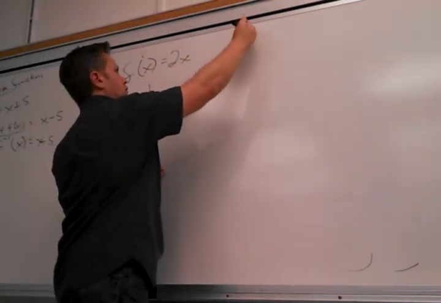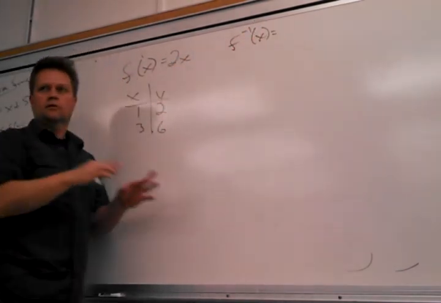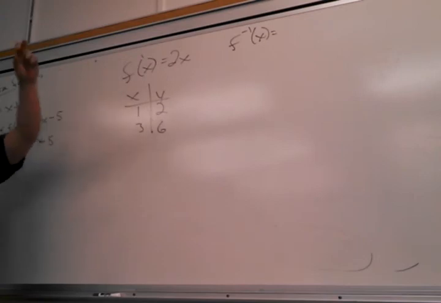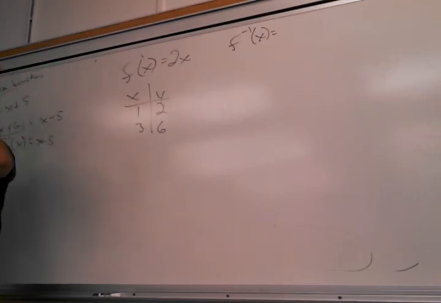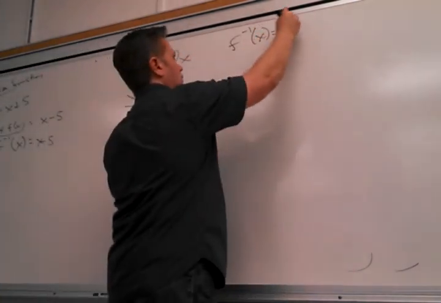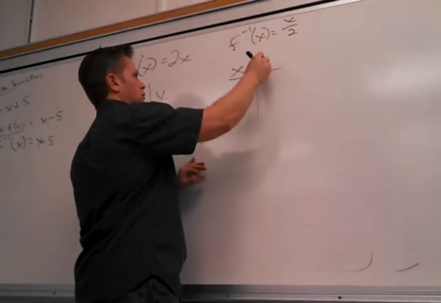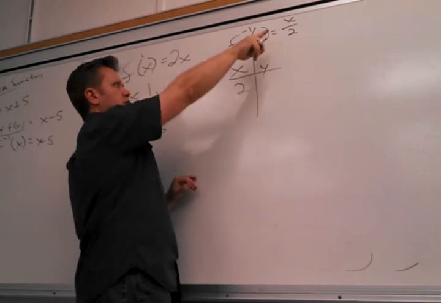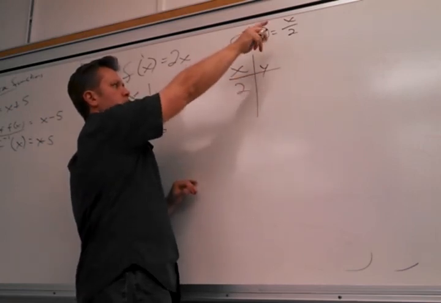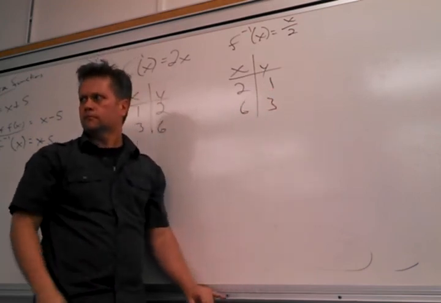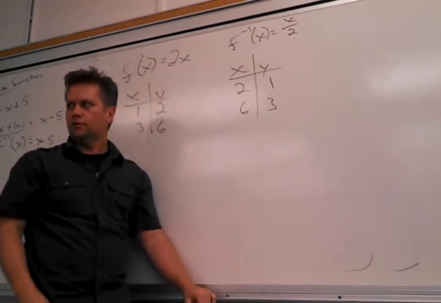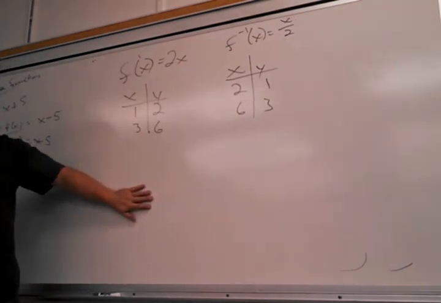What do you think its inverse function is? What's that function do to anything you plug in? It doubles it, right? It multiplies by 2. So what do you think the inverse will do? Divide by 2. Good. Now watch. If I put a 2 there, what do I get when I put a 2 in? 1. What do I get when I put a 6 in? 3.